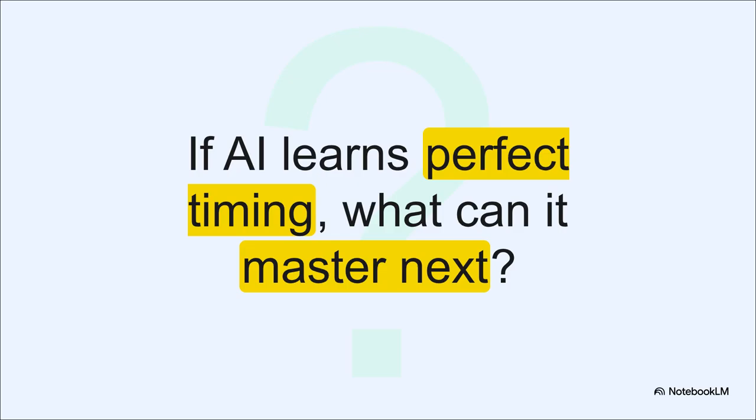Which leaves us with a really fascinating final thought to chew on. This research essentially teaches an AI the importance of timing within a creative process. So, if it can master the art of knowing when to make big decisions and when to just fine-tune the details, what other complex creative tasks, like writing music or designing architecture or maybe even scientific discovery, what could it master next?